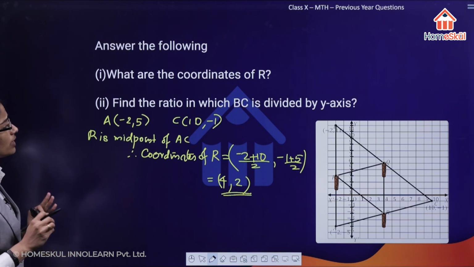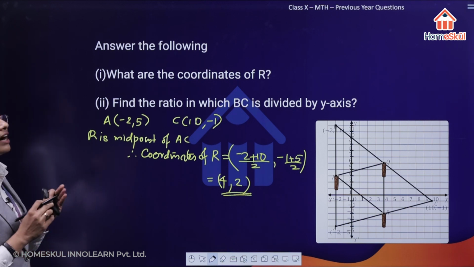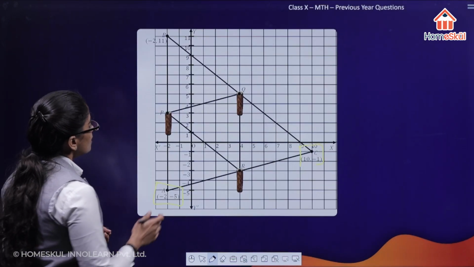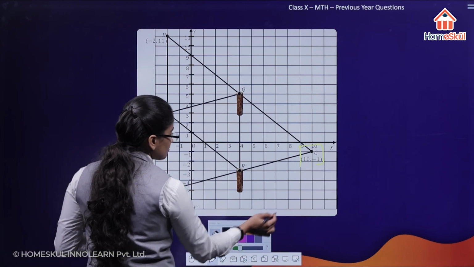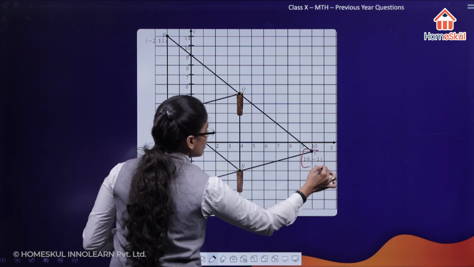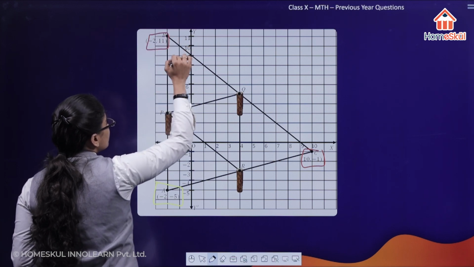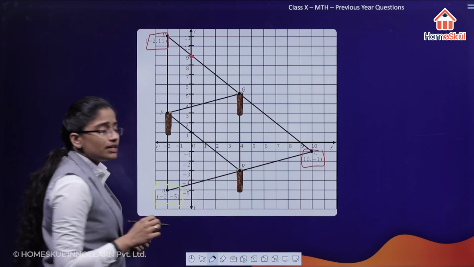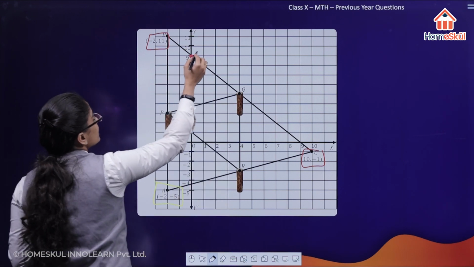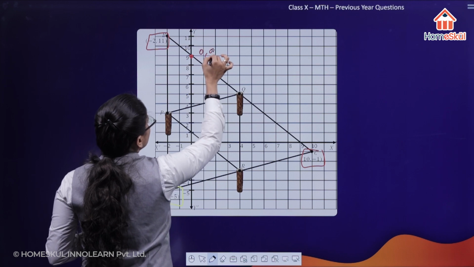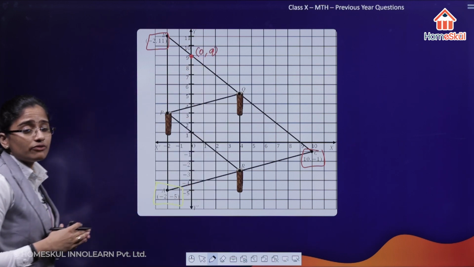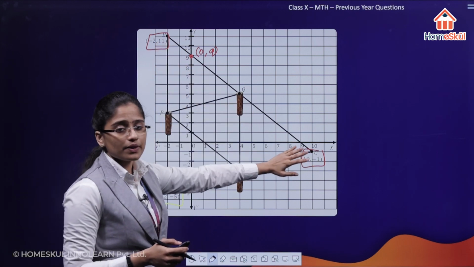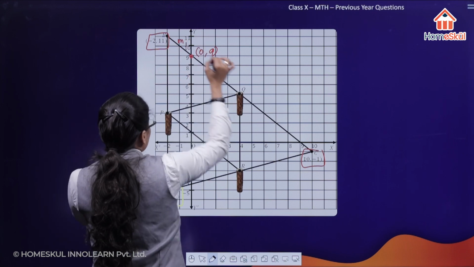Next, find the ratio in which BC is divided by y-axis. We need to find out the ratio in which BC is divided by the y-axis. So, here we are having BC. Here this is the point, isn't it? What is the point? Here the point is 0, 9. We will use the section formula to find out the ratio in which the y-axis divides the BC. We'll be taking M1 and M2 over here.